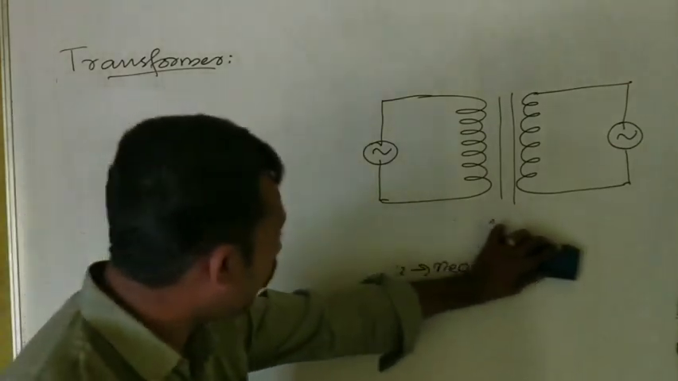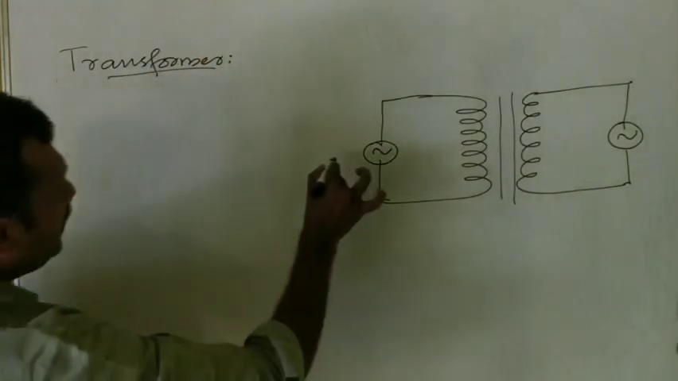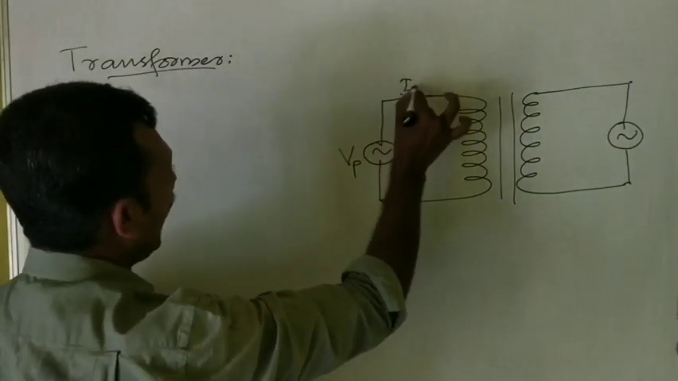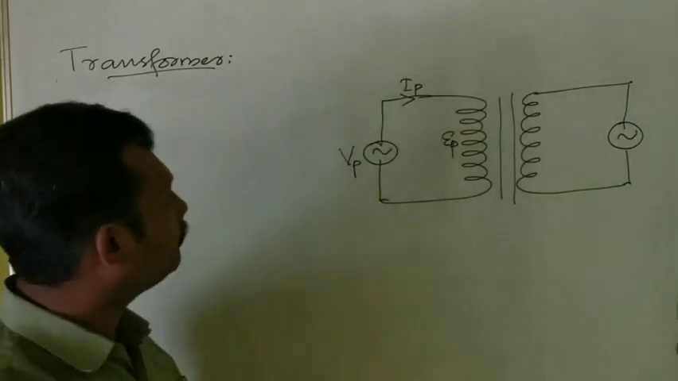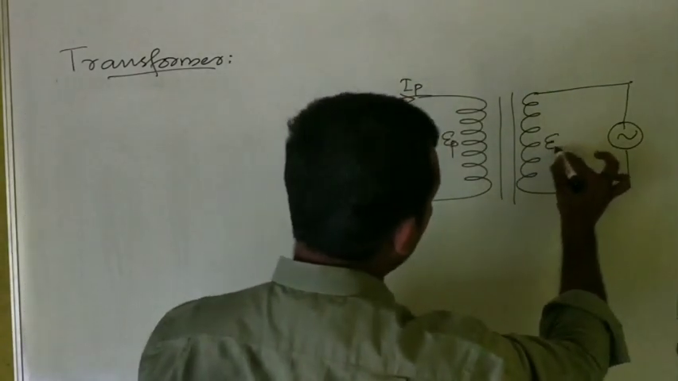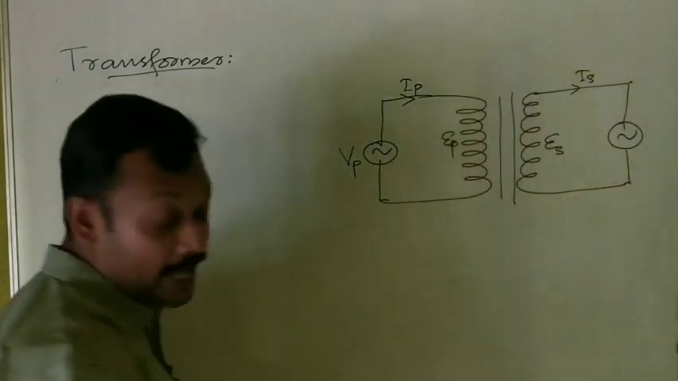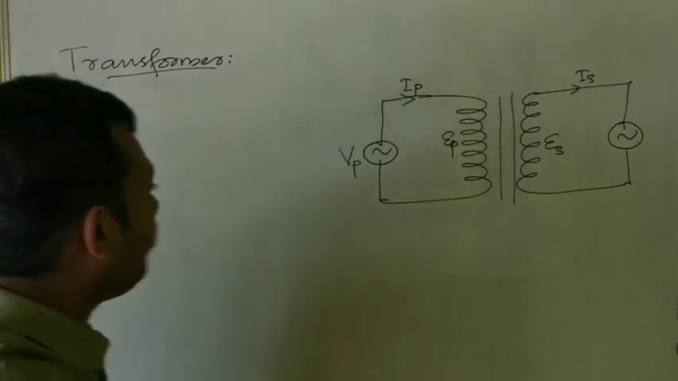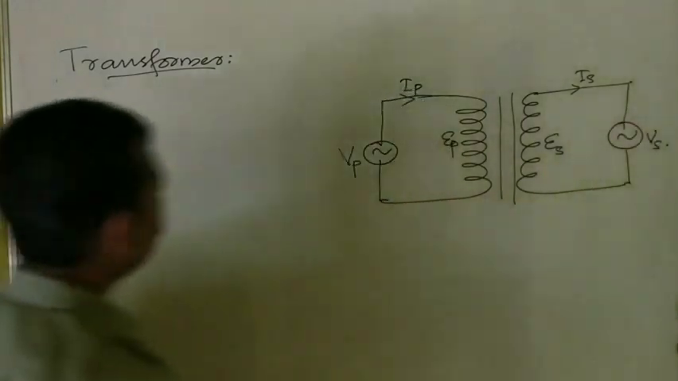So keeping in view these assumptions, let us consider Vp to be the voltage applied to the primary coil. This is Ip, and the voltage induced here is epsilon P. And the voltage induced here is epsilon S, and the current here is Is, roughly showing the direction, because in AC the direction keeps on varying. And the output voltage across the secondary is say Vs.